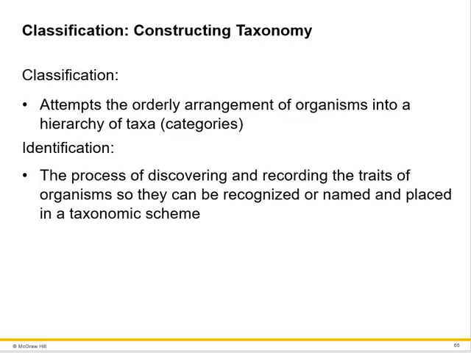So classification is constructing taxonomy. Classification attempts to make orderly arrangements of hierarchical groups called taxa or categories. And identification is when you discover, based on recorded traits of the organisms, what they are. We are going to do some identification later in the semester. When you are given a tube of some unknown organism, you have to look at the biochemical test traits, the gram stain, the streak plate, and come up with the identification of the organism. That is the process of discovering and recording the traits of the organism so it can be recognized or named and placed into a taxonomic scheme.